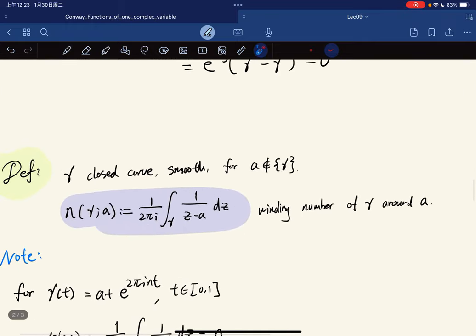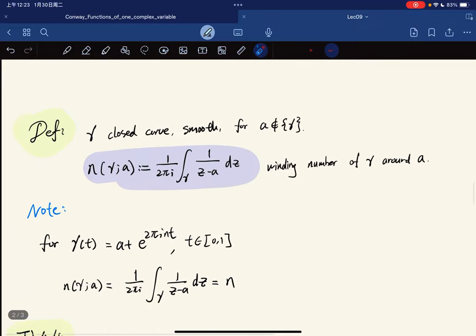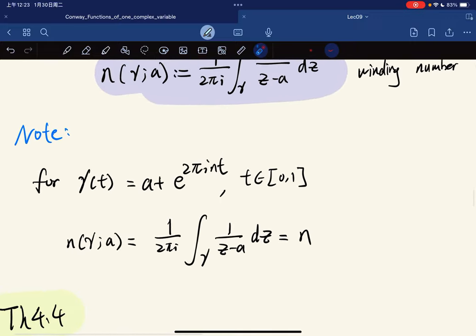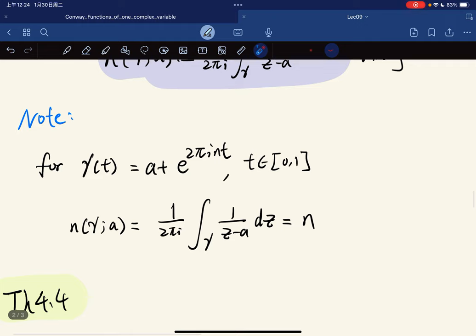I just wrote it down. Yeah, it's the winding number of gamma around A. And here's a note: if gamma t is equal to this, as given at the beginning, then the winding number of n at a is really just n, right?